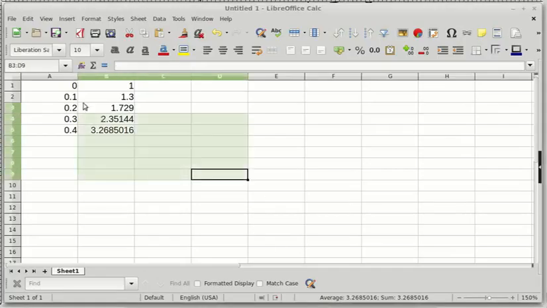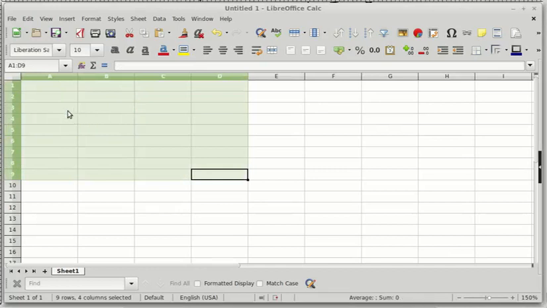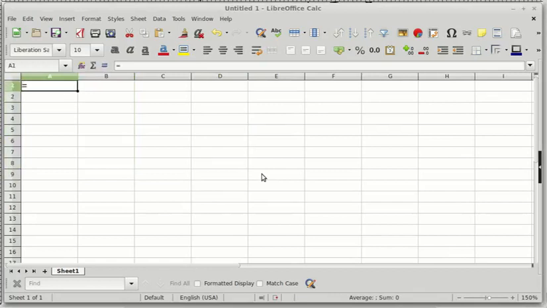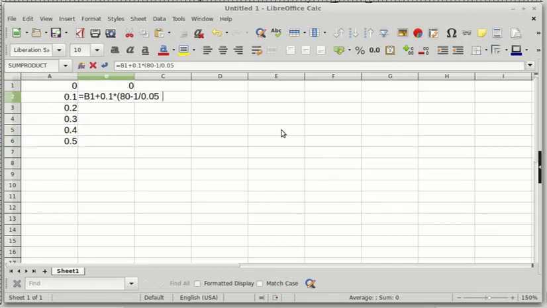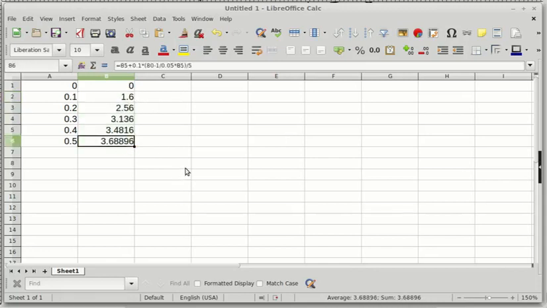So let me type that thing out and see what kind of answer we get. 0, 0, there we go, equals A1 plus 0.1, and then again I'm dragging this down. They want 0.4, they want 0.5. So drag it down one more. There we go. This guy starting at 0, and then we got B1 plus 0.1 times 80 minus 1 divided by 0.05 times B1, and all that divided by 5. It should still work. Click, drag it down. This is my answer right here, and I'm done.